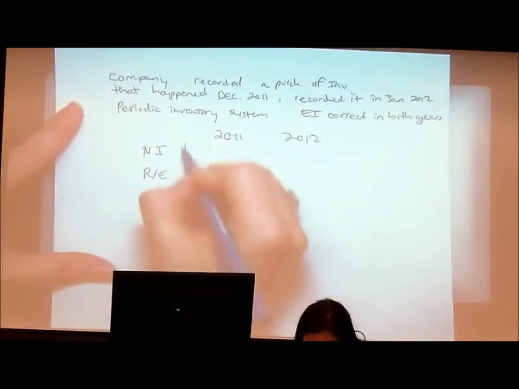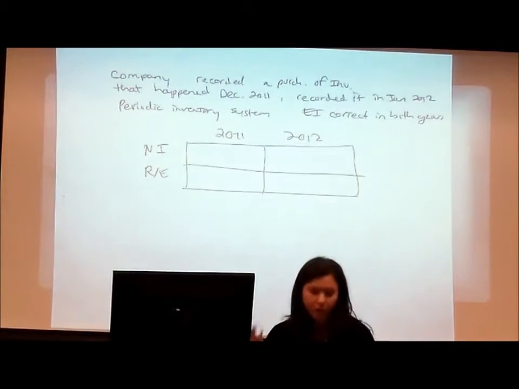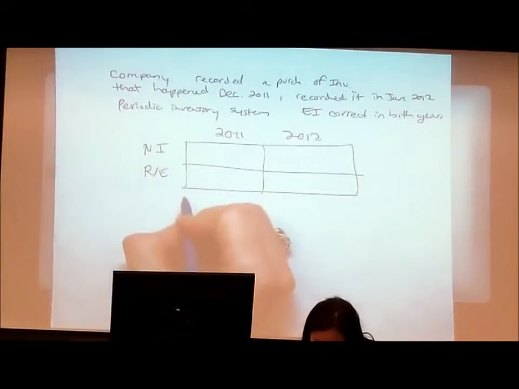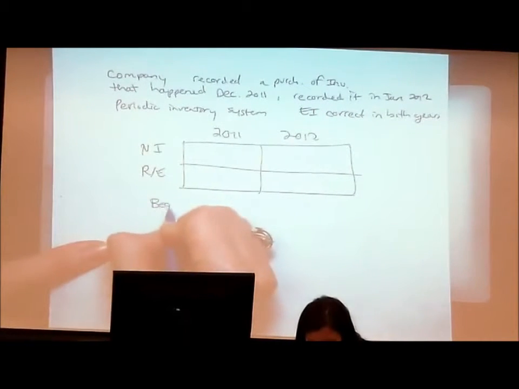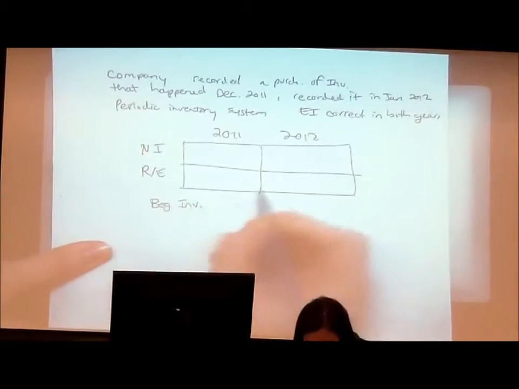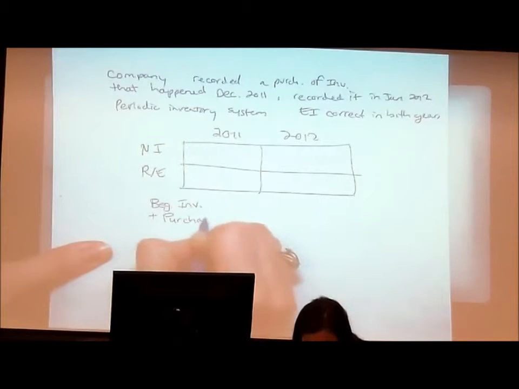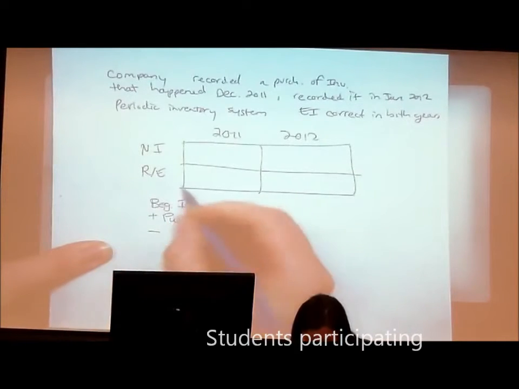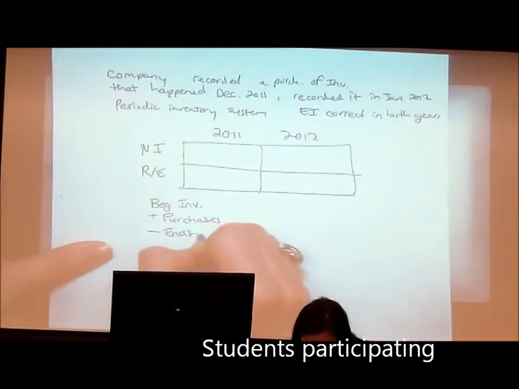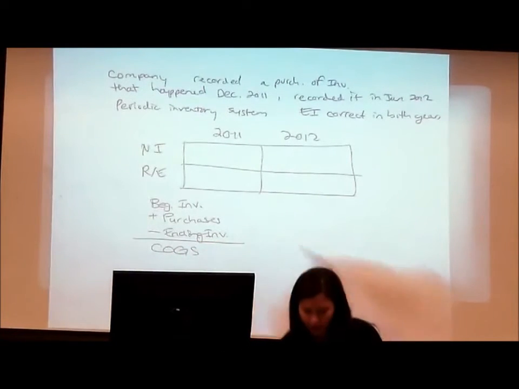So what we have is almost like, you can set up a little table here to answer this question for all 4 parts. And the easiest thing to use to do this is your inventory equation. Beginning inventory plus purchases minus ending inventory equals cost of goods sold. All right.